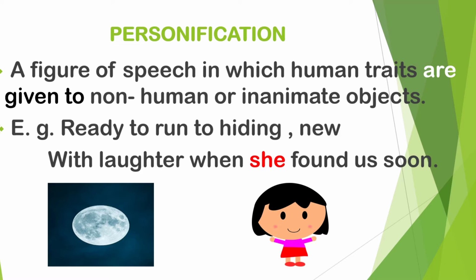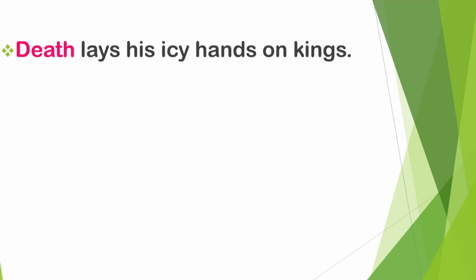How is it possible? Only human beings can laugh. So the poet here gives human trait to the moon. So this is an example for personification. Let us now look at another line. Death lays his icy hands on kings.